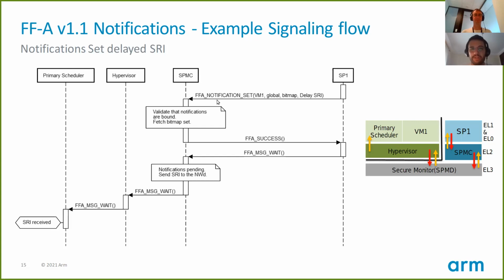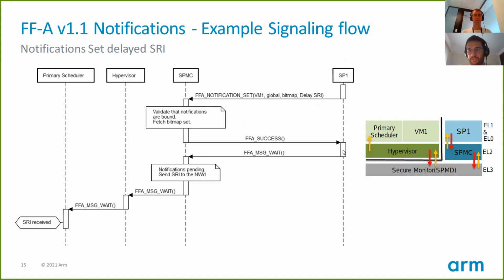Alternatively, when calling the FFA notification set, the SP1 could have specified to have a delay on the scheduled receiver interrupt. And in such case, it would happen as follows. So SP1 would call FFA notification set. The SPMC would again validate that notifications are bound and fetch the bitmap from the receiver and set notifications as pending. If all goes well, it should return FFA success to SP1.